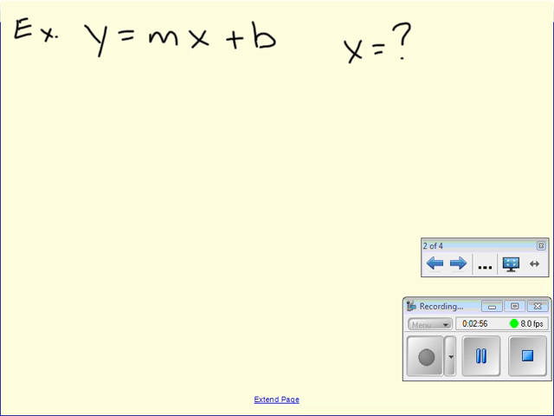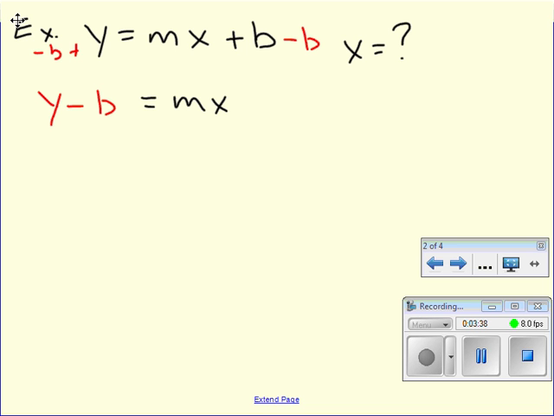In order to figure this out, I have to do a reverse order of operations. First, I'm going to get rid of any addition or subtraction by moving them to the other side. In this case, I'm going to subtract my b. Whatever I do to one side, I have to do to the other. So I'm going to have y minus b on this side. The b's will cancel out, and I'm left with y minus b is equal to mx.